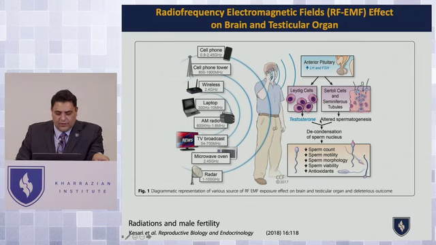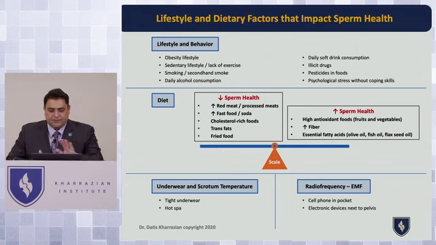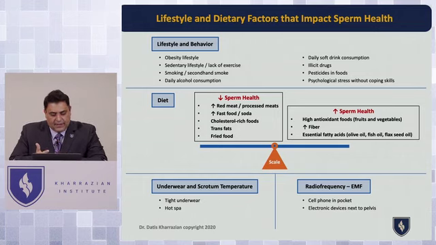So what does all this mean in a clinical setting? I summarized it for you in this one slide. Lifestyle and behavior, okay? So obesity, sedentary lifestyle, lack of exercise, smoking, secondhand smoke, daily alcohol consumption, daily soft drink consumption, illicit drugs, pesticides in food, psychological stress, and lack of coping skills all negatively impact sperm health. Diets that are very high in red meat, processed meats, fast foods, soda, cholesterol-rich foods, trans fats, fried foods, all have a negative impact on sperm health.